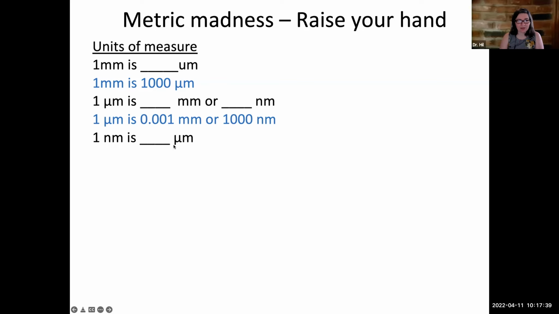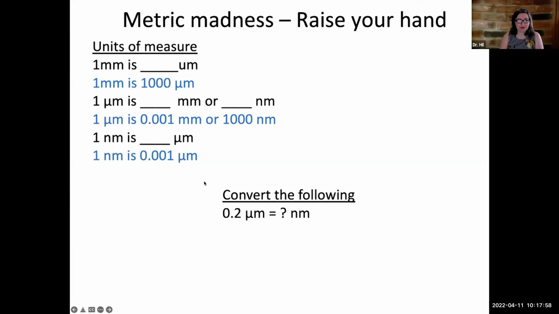And 1 nanometer is how many micrometers? Right, so we have a small unit, we're going to a bigger one, we're going to have to divide by 1,000, right? We get 0.001 exactly. Great. So now let's do it with numbers that are not 1. 0.2 micrometers is how many nanometers?